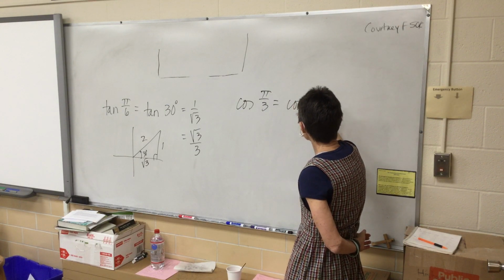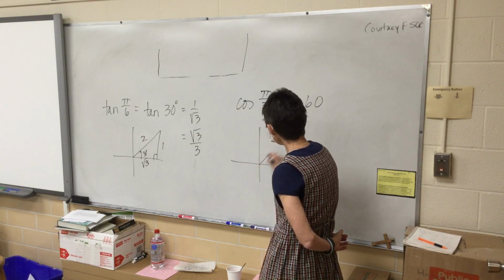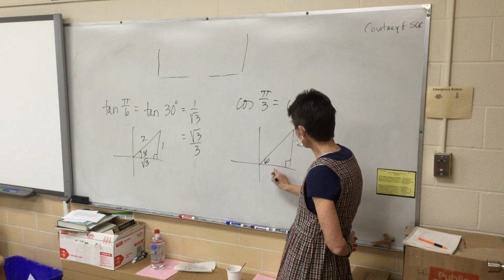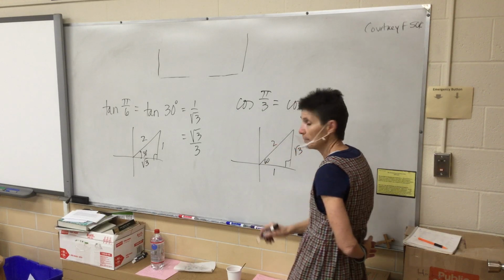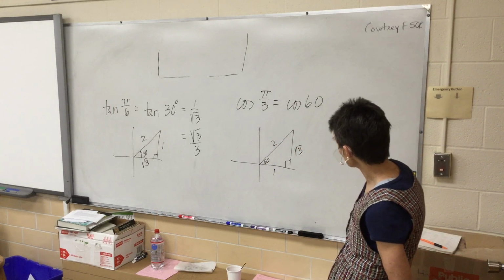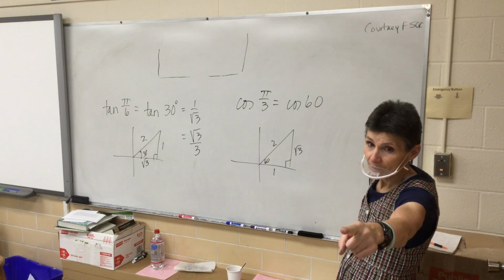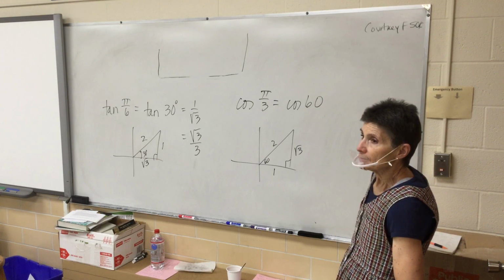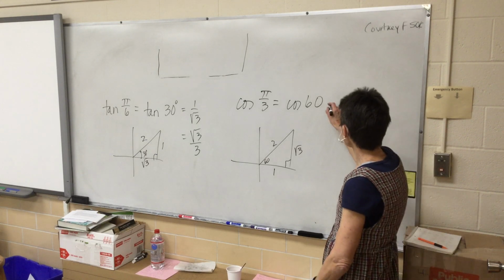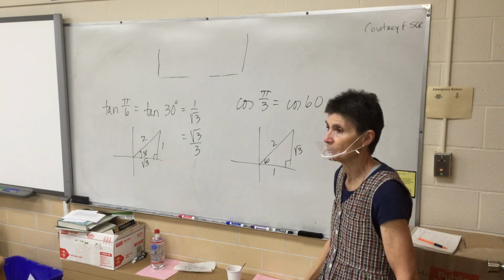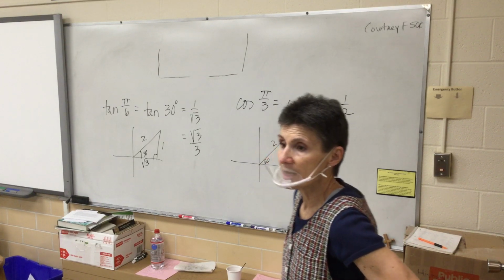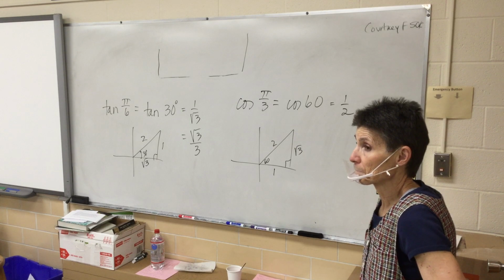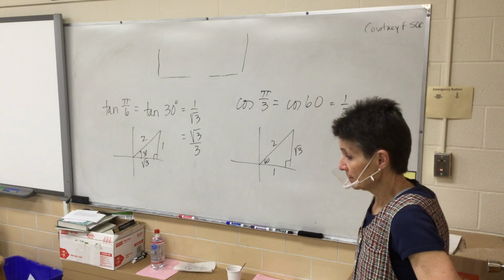Cosine 60. So we got our little 60-degree triangle here. We know across from the 30 is 1, and the hypotenuse is 2. So Josh, what did you say your answer was? Square root of 2. Oh, 1 over 2. Cosine would be 1/2, because cosine is adjacent over hypotenuse. So the cosine is 1/2.